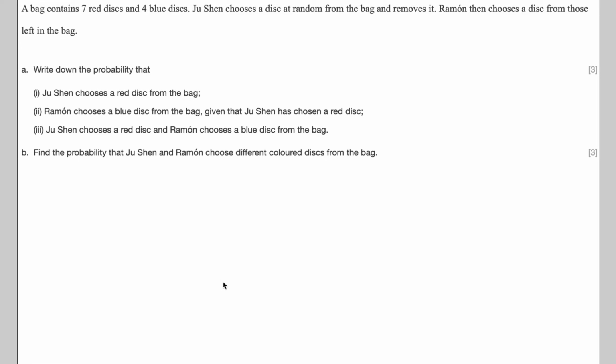So I'll assume you've read the question and attempted the question here. This is a Math Studies past paper question. The keywords are the number of items you have, and that Jushan removes the disk that is picked, and then Raman has to choose a disk from those left in the bag. So we have a without replacement situation.